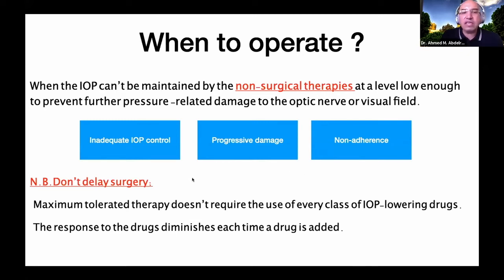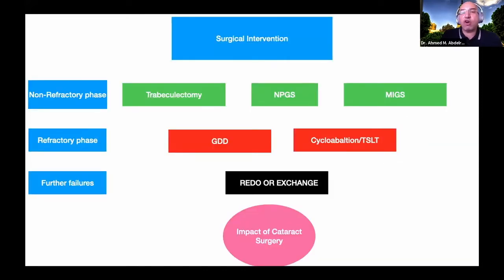A good point here is that the response to the drug diminishes each time you add a drug, so reaching the maximum tolerated therapy does not mean you have to use every class of anti-glaucoma drugs. No, this is not the situation. For example, if you have used two to three products and you can see the pressure is in the 30s, you don't expect a greater response with adding further drops.